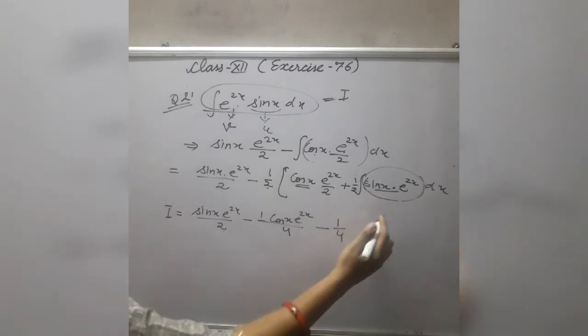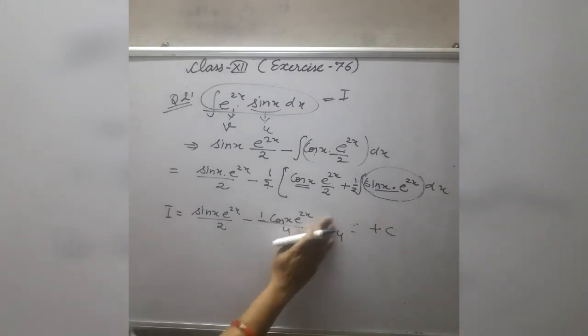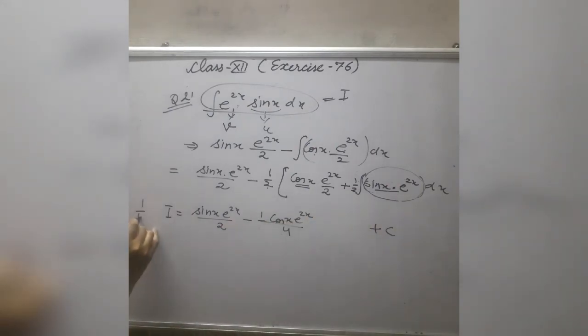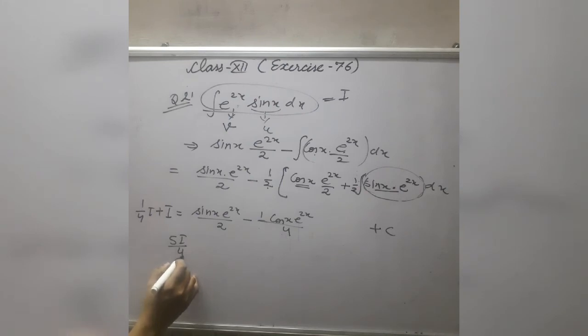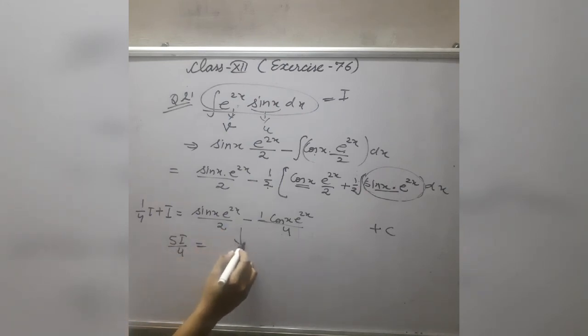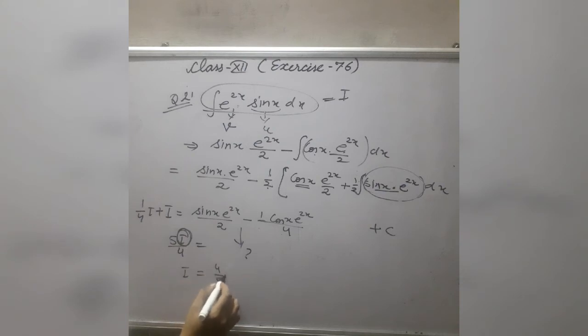In place of this integration write down I, and this minus 1 by 4 I comes on this side, it becomes plus 1 by 4 I, and I plus 1 by 4 I becomes 5 I by 4, and this result remains as it is. Here we want to find out the value of just I, so this 5 by 4 comes on this side, it becomes 4 by 5. This result remains as it is. So in this way you can find out the value of the integration.